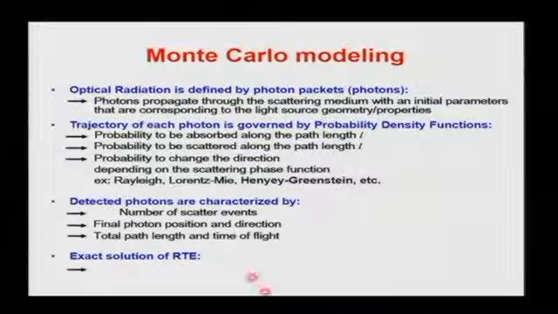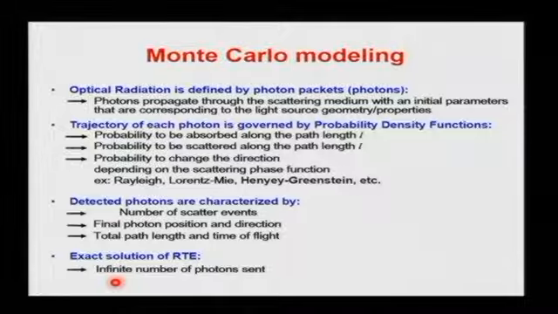Okay, when we're talking about detection, we want to know some basic things, for example, how many scattering events happened within the tissue for a particular trajectory. We always need to know the final photon position and its direction, how it came to the detector, and the total path length. And then we're able to solve this equation with the Monte Carlo technique.